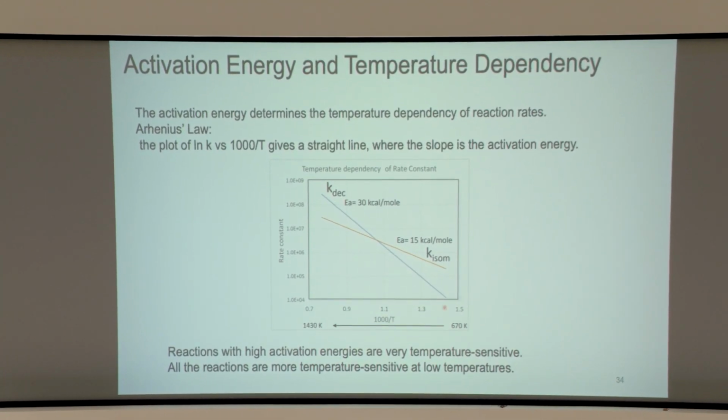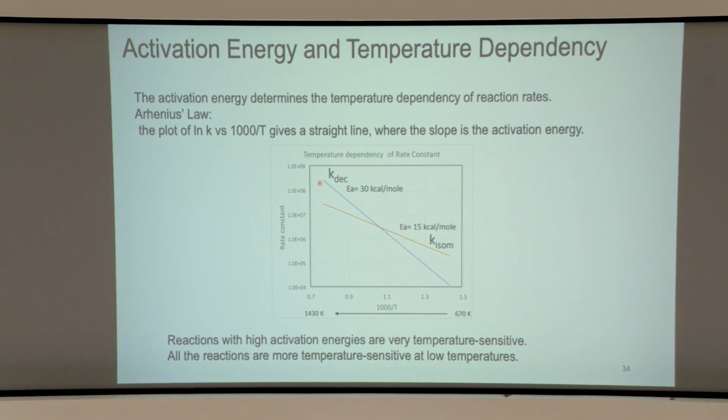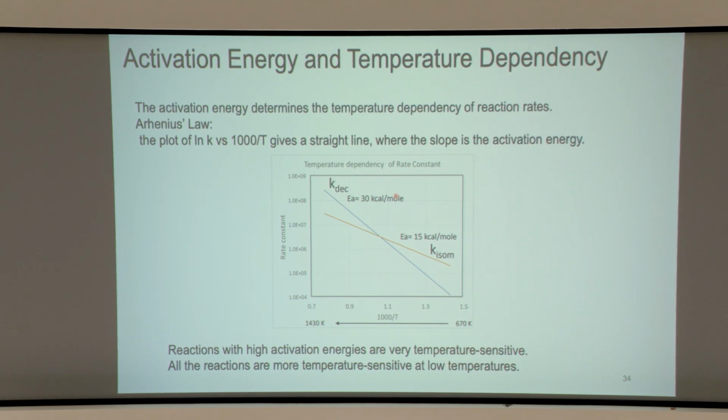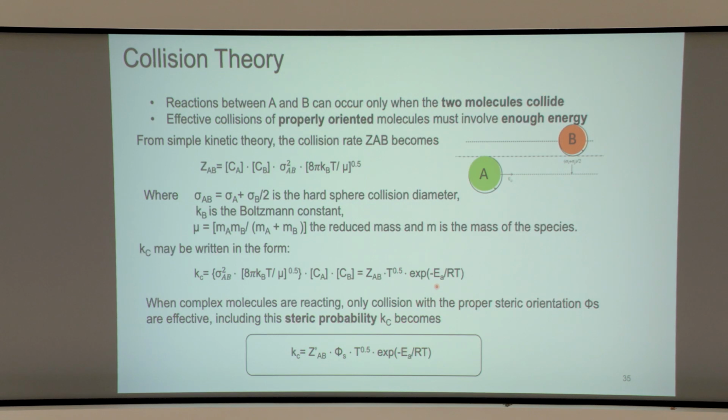Okay, then again, this is showing a decomposition reaction. Activation energies are around 30 kilocalories per mole, but they'll change plus or minus 1 or 2 kcal per mole. Isomerizations are a bit slower. They have less temperature dependence compared to decomposition and so on. We'll be looking at many different types of reactions over the next few days, and you'll see how they differ for different types of reaction classes.